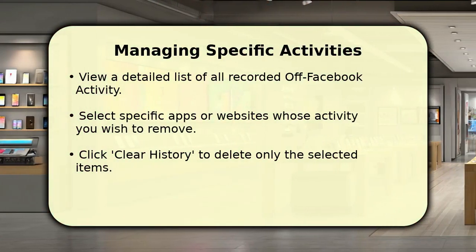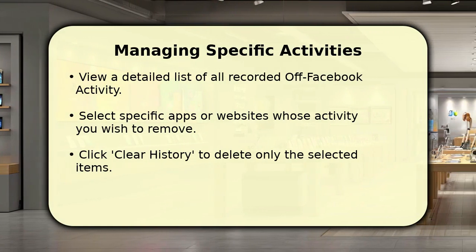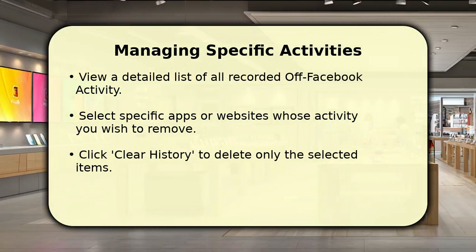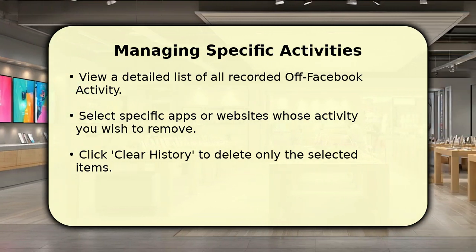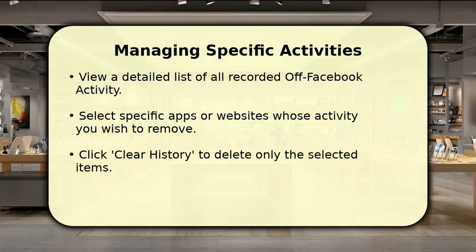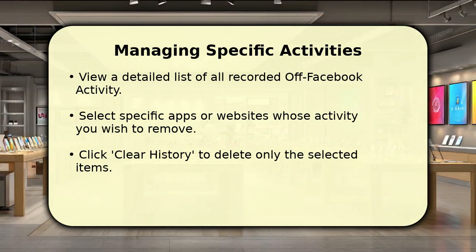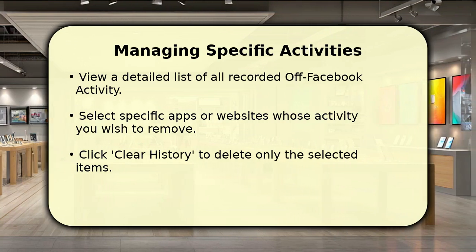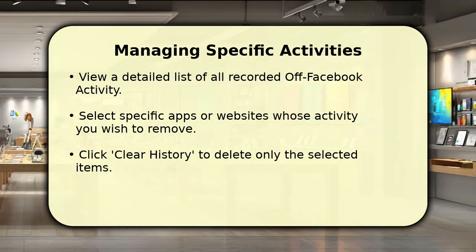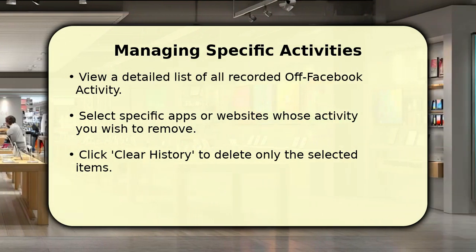Once inside Off-Facebook Activity, you will see a summary of all the apps and websites that have shared your data with Facebook. To manage specific entries, tap on Manage Activity. Here, you can individually select the services you wish to disconnect or remove from your history. Simply choose the unwanted items and then confirm to clear only those specific records, maintaining control over your information.